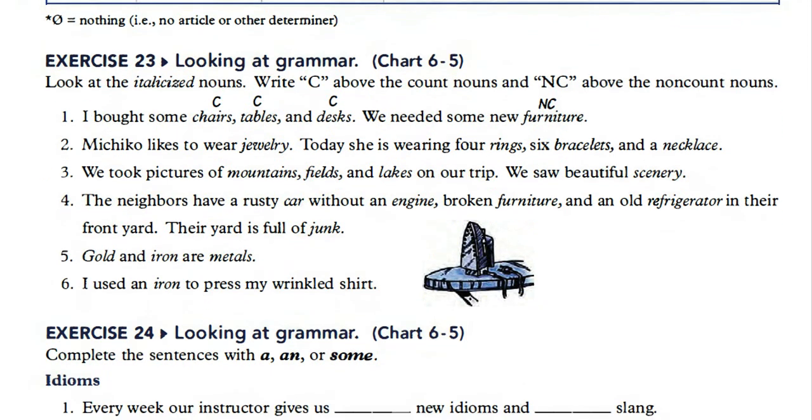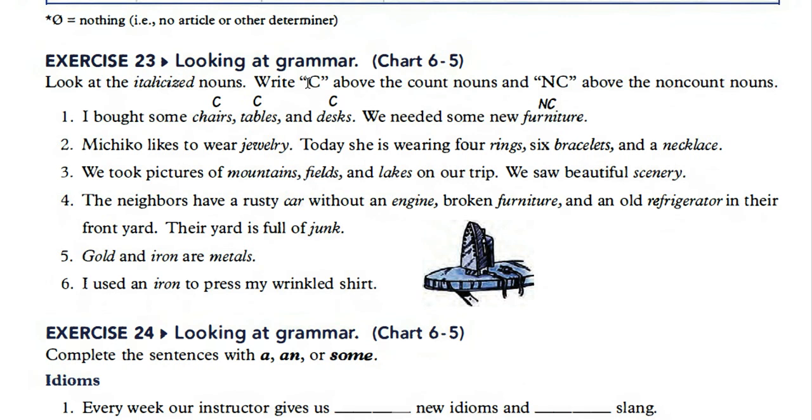Here we have one example. Look at the italicized nouns. The first point is that we have to understand the question carefully. In the following questions from 1 to 6, we have italicized nouns. Italicized means it looks like this, not in line. It's different from the normal statement, so we have to focus on that different shape or form because it is italicized.